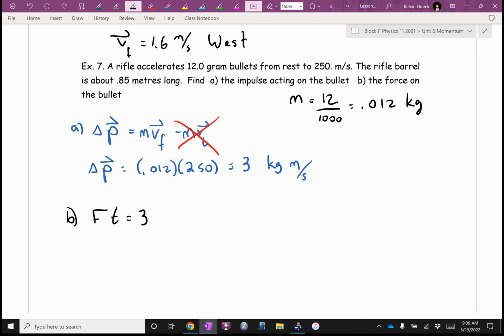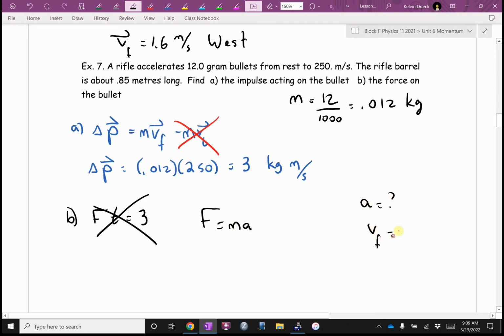There's a VI, a VF. I might just wimp out and find A now. No matter what, I got to find something. So I might go F equals MA. In fact, I think I'm going to go F equals MA, because I can find A here pretty easily. I know VF, 250. I know VI, 0. I know D, 0.85. Which equation, Clothy?